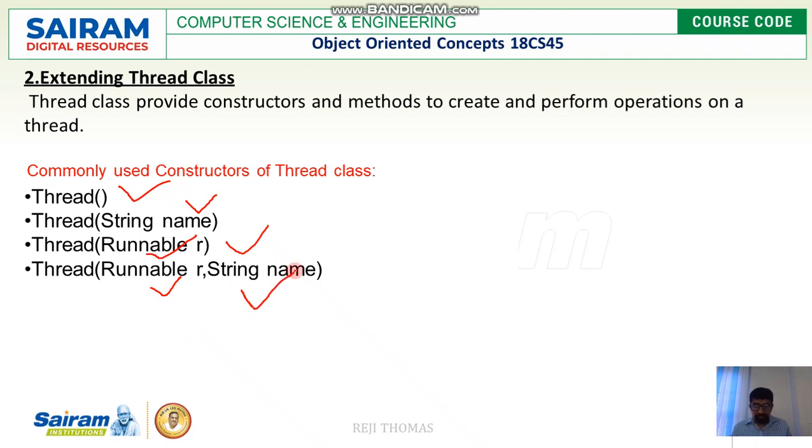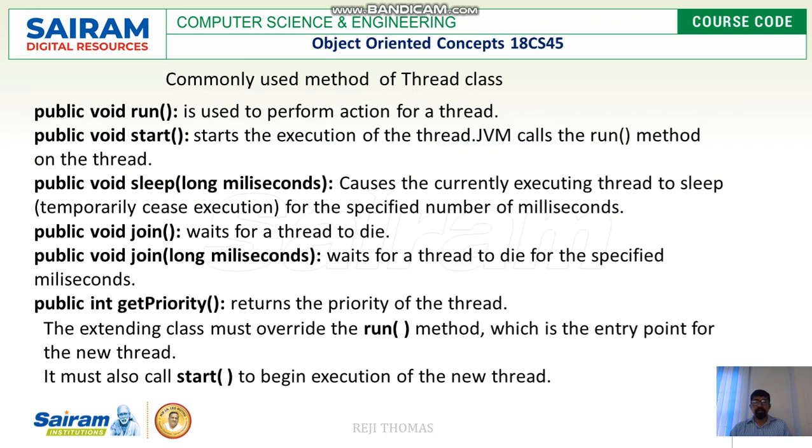So let me make it clear. The class called Thread has got four important constructors. The first one does not take any parameter. The second one takes a single parameter, which is of type String. The third takes one parameter which is of type Runnable, and the fourth one takes two parameters. One is of type Runnable interface and the second is of type String. Right? Now we are going to see what are the important methods in the class called Thread.